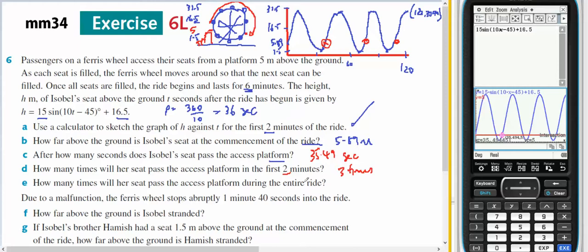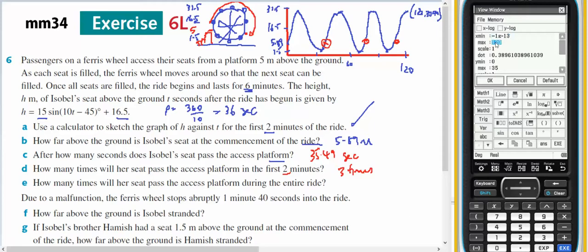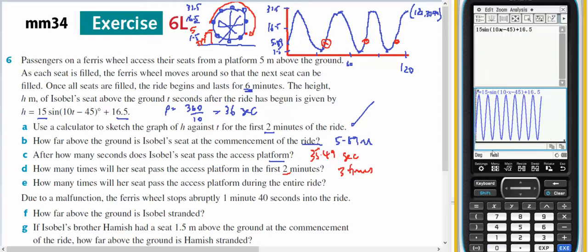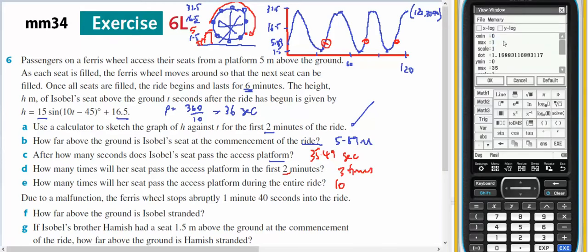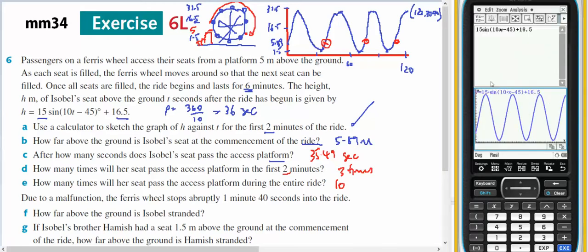How many times will a seat access the platform during the entire ride? Let's change this to 6 minutes, so that's 360 seconds. And I can go the second one, 1, 2, 3, 4, 5, 6, 7, 8, 9, and I'll get a 10th, so 10. Now I'm going to put this back to 120.